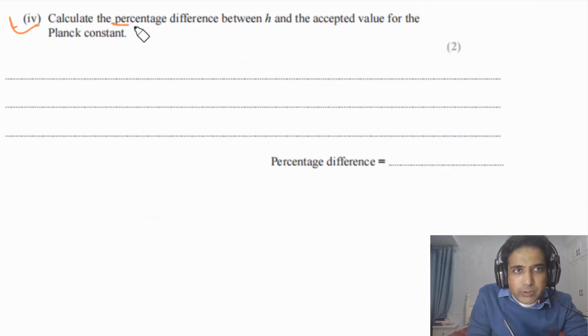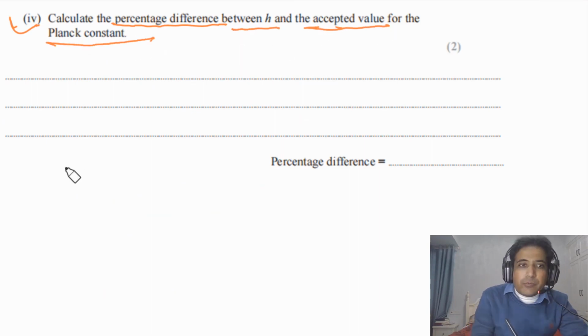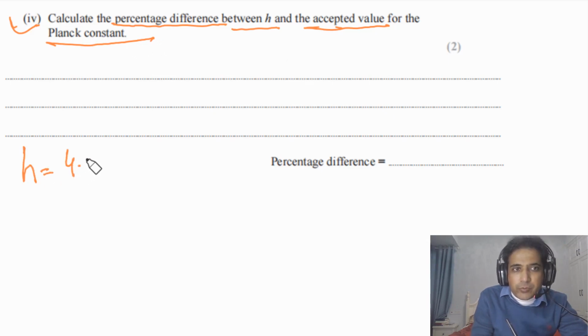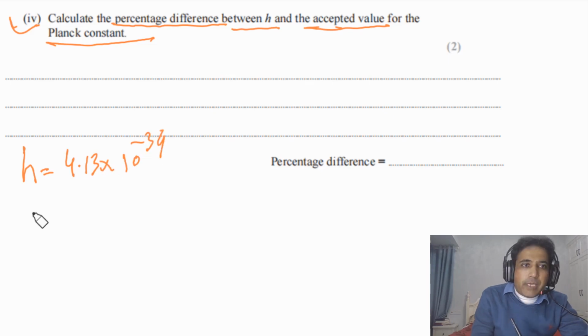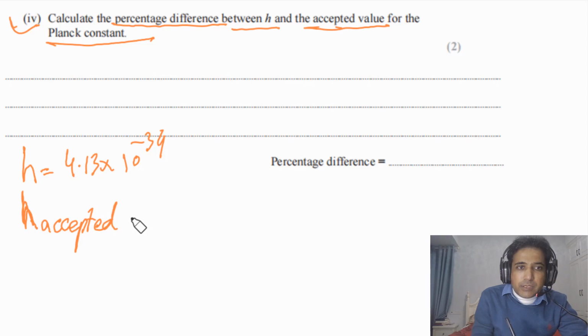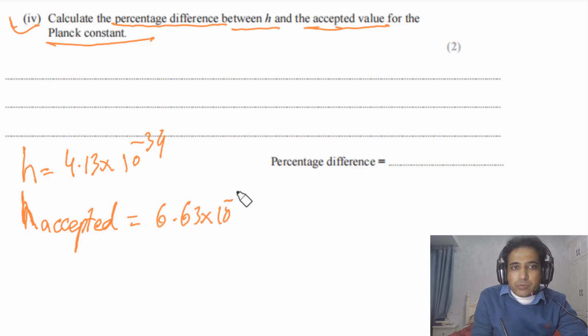For part 4, we need to calculate the percentage difference between h and the accepted value for Planck's constant. We have calculated the value of h in the last part, that was equal to 4.13 times 10 to the minus 34, and the accepted value of Planck's constant, the standard value, is 6.63 times 10 to the minus 34 joules second.